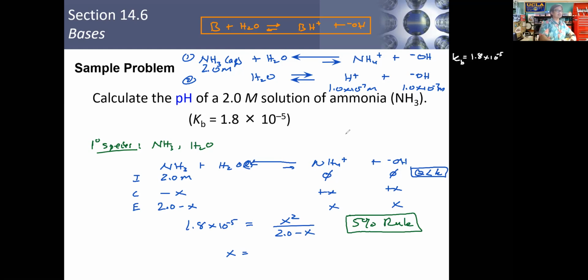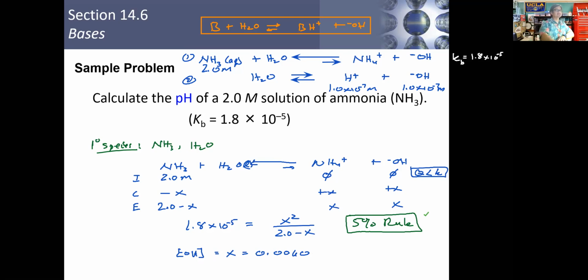If we do that and solve for x, it is 0.0060. This is equal to the hydroxide ion concentration. Now you can check: plug this back in, compare the two, get the ratio, multiply it by 100, and you can see the 5% rule does work here. Sorry, I'm running over time a little bit. So the 5% rule works.